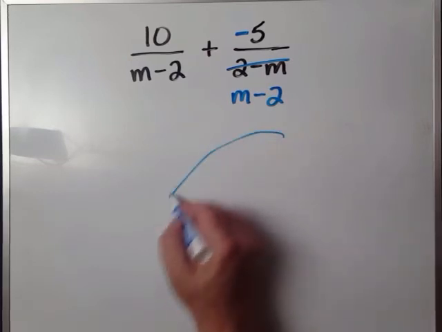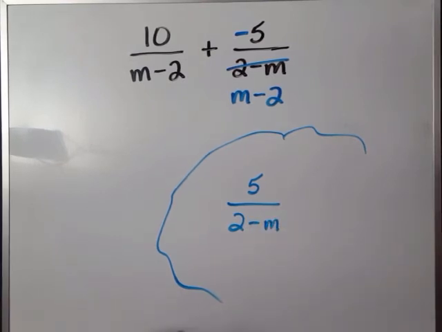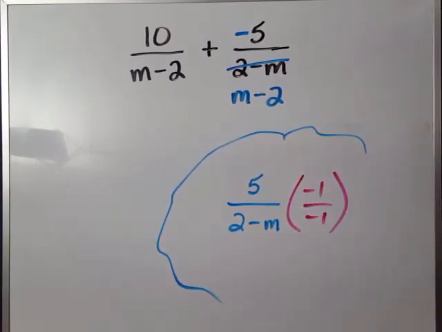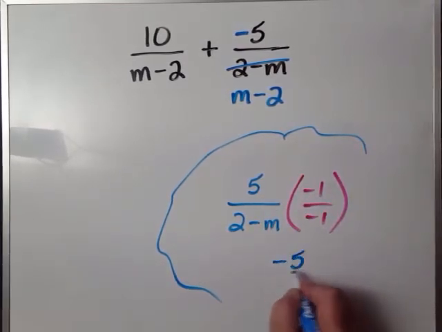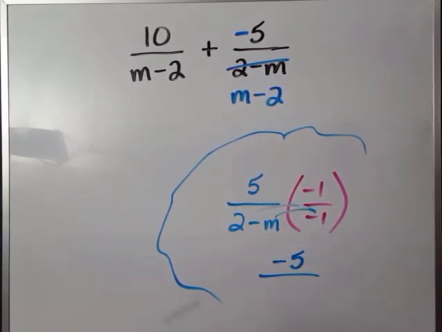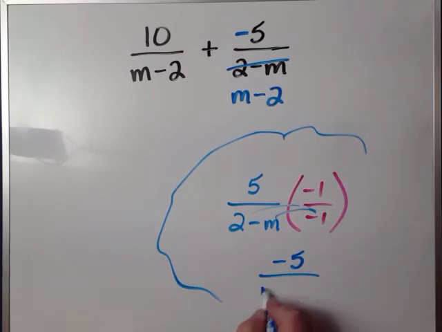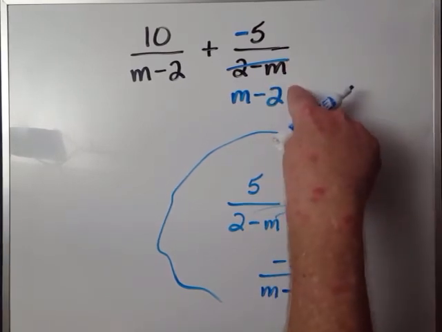Now, I want you to think about this. You had a 5 over 2 minus m. If you wanted to take the opposite of the top and bottom, you could multiply the top and bottom by -1, right? And what would that do? In the top, 5 times -1 is -5. In the bottom, you would distribute this -1 to each of those two terms, which would give you what? If I put it in descending powers, -1 times -m is m. -1 times +2 is -2. That's what I got. I'm just taking the opposite of the top and bottom.